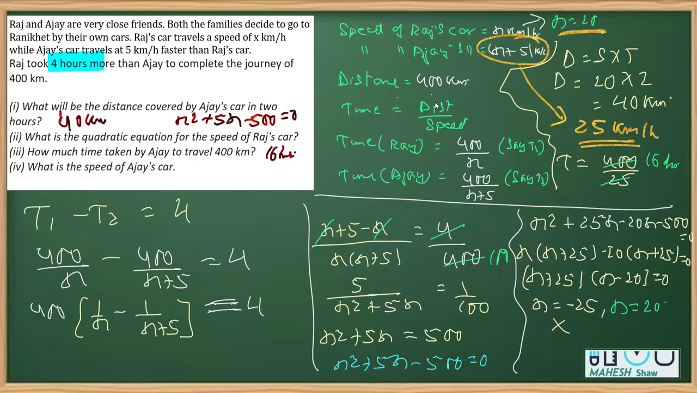Next is the speed of Ajay's car. We have already calculated this speed, which is 20 kilometers per hour.